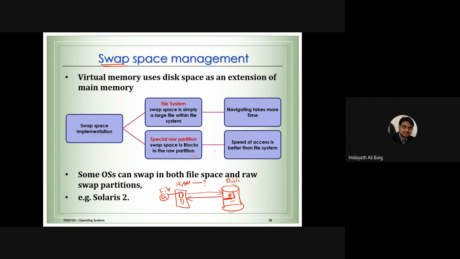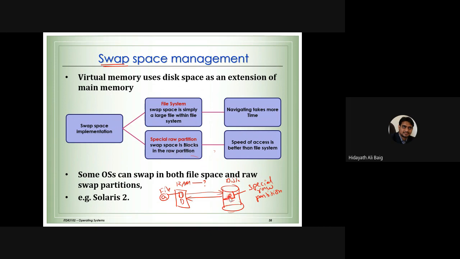Your data is available in what we call a special raw partition. This is a special partition maintained only for storing the data to swap in and swap out of the hard disk. That is called a special raw partition. So swap space is blocks in the raw partition. What is the first solution? We can keep the data as a file system within the disk. Second solution: swap space is blocks in the raw partition.